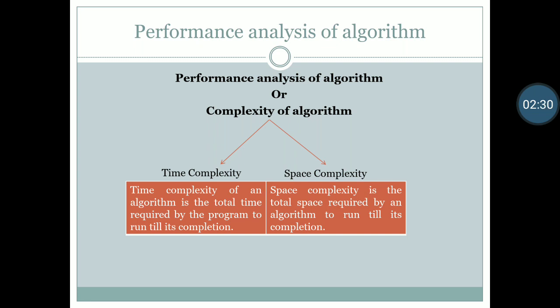Second is space complexity. Space complexity is the total space required by an algorithm to run till its completion. Here notice that total space means space in your PC, space in your storage. So the total space will be known as the space complexity of your algorithm.